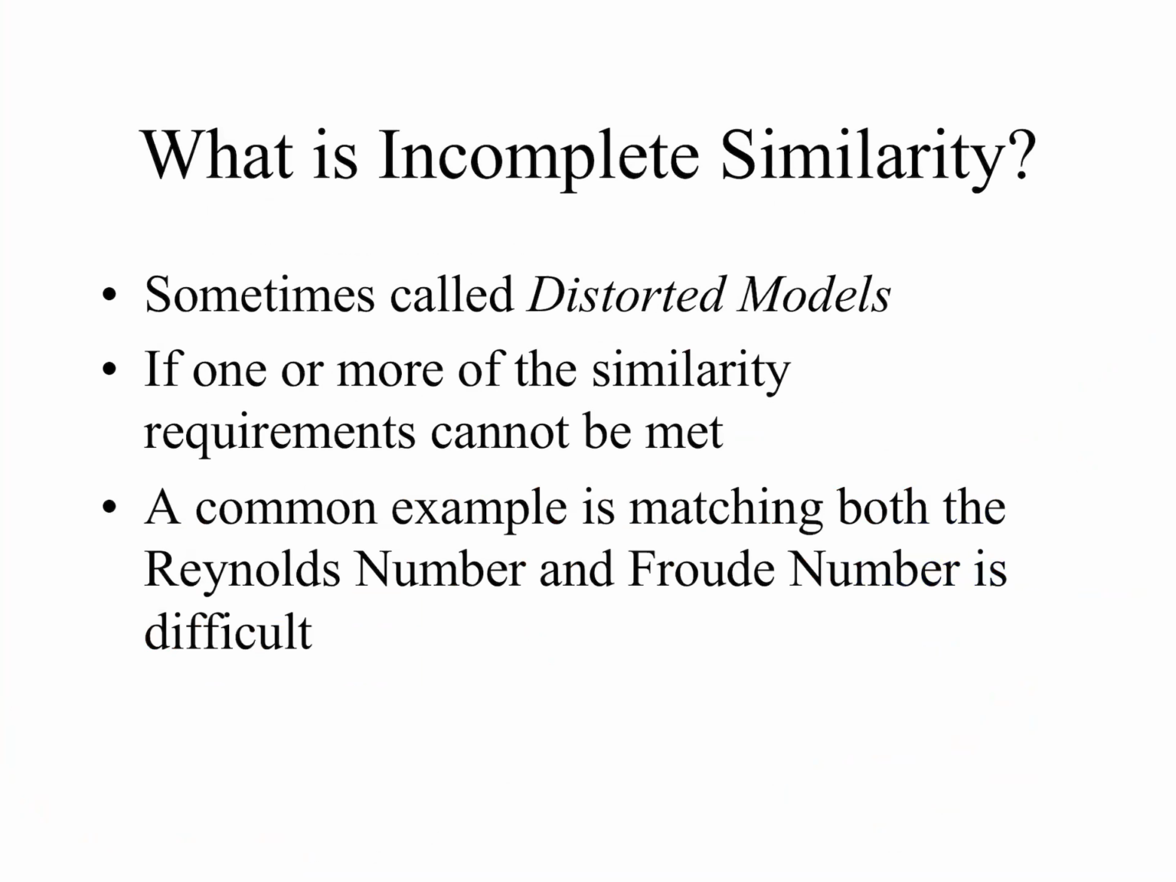So what is incomplete similarity? It's also sometimes called distorted models. Sometimes you'll see that terminology. It's if we have one or more similarity requirements that cannot be met. And one of the examples is if we're trying to match both the Reynolds number and the Froude number, which would come out from our dimensional analysis, but maybe we can't. And so I want to do an example that will cover this.